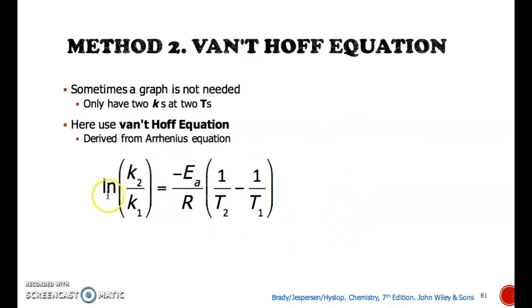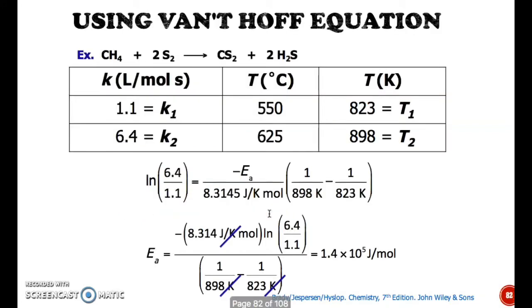And we look at ln k2 over k1, and this is the activation energy divided by R. R is the gas constant. And this is temperature 2 and this is temperature 1, in Kelvin. So this is how you calculate using the van 't Hoff equation.